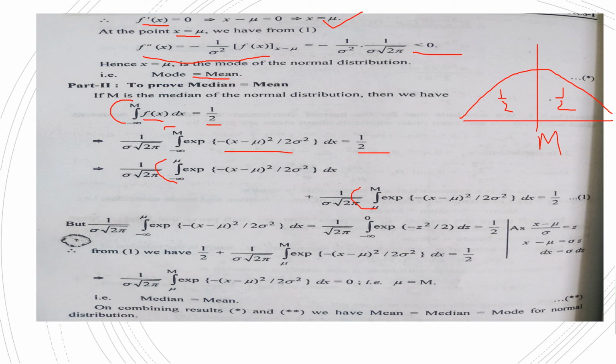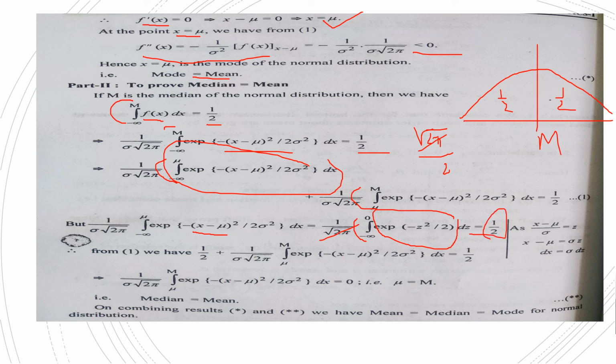Now we will solve only this first part. When you solve this first part and put (x minus nu) upon sigma equal to z, you will get minus infinity to 0 of e raised to power minus z square by 2. This is a standard integral as we have discussed in the previous slides. You will get its value as root 2 pi upon 2 on simplification. So root 2 pi will cancel with root 2 pi, and we will get 1 by 2. When we put this value 1 by 2 in equation number 1, 1 by 2 cancels with 1 by 2. So this integral is equal to 0.